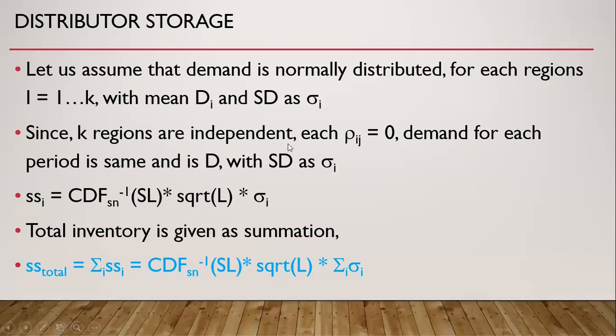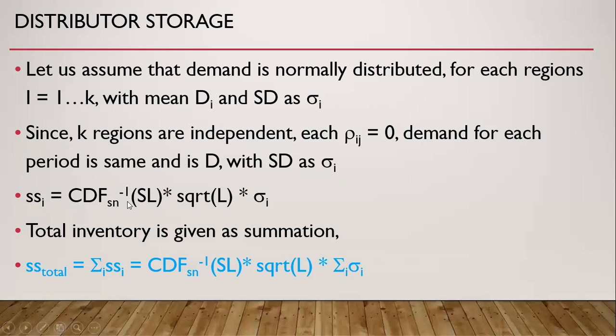Since k regions are independent, each correlation factor is zero. So demand for each region is the same and is d, and standard deviation is different as sigma i. So the safety stock, when it is normally distributed, in this scenario we can use the cumulative density function of standard normal distribution, and this is the inverse of the cumulative density function of standard normal distribution. So this is the formula for safety stock, and this is the safety stock for a particular geographical region.